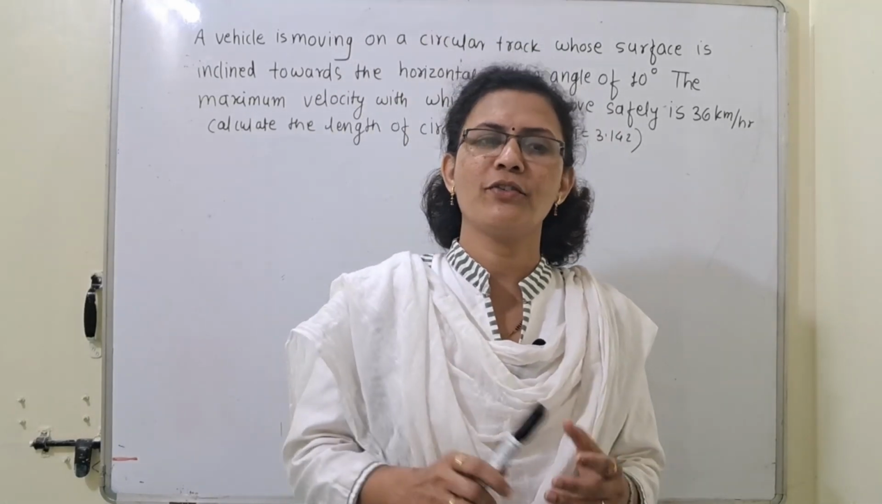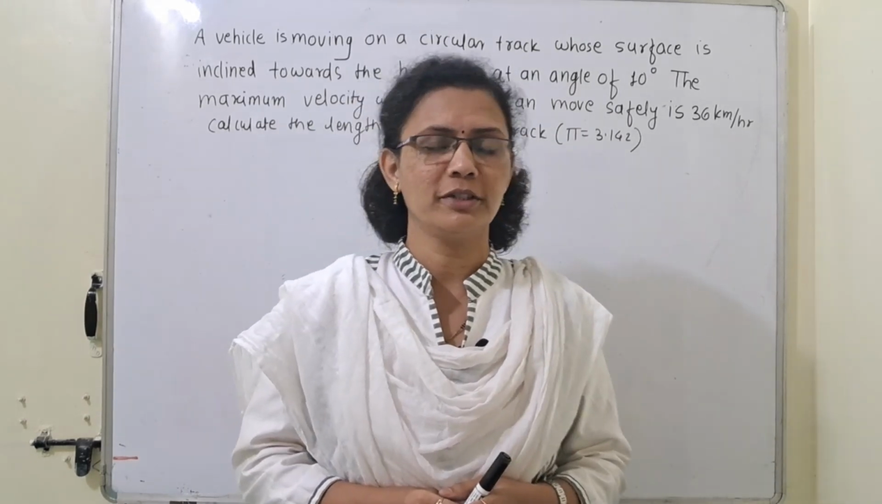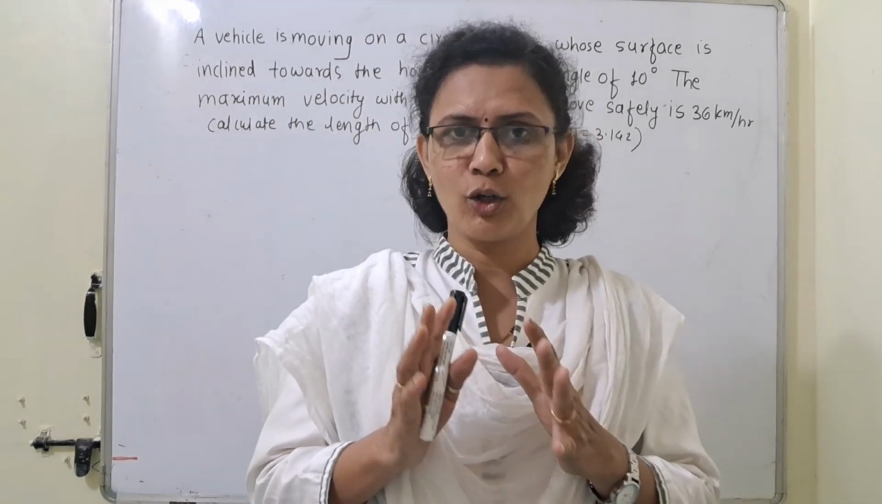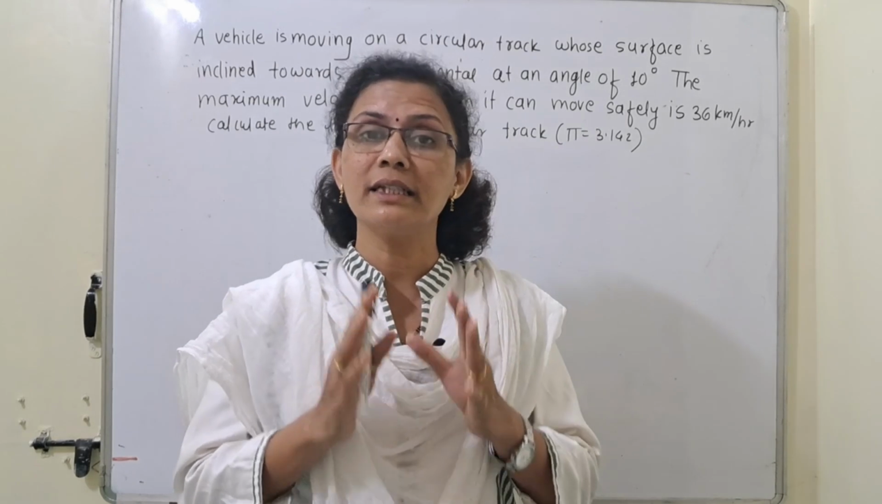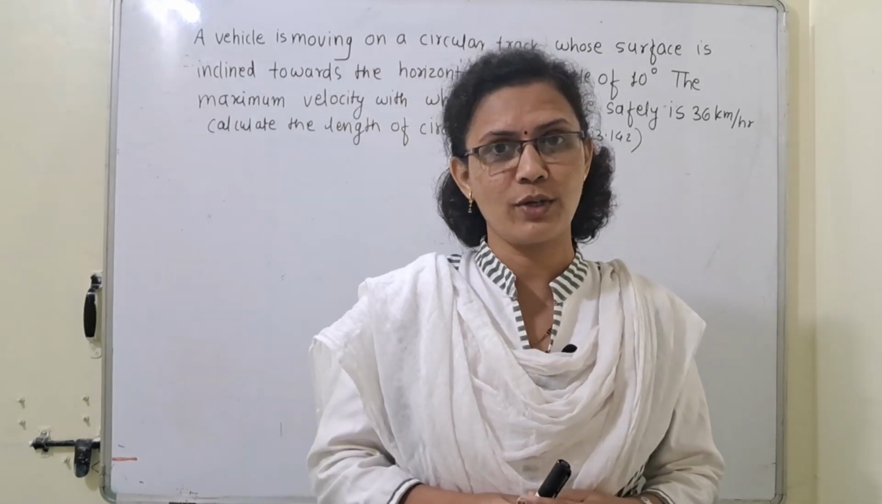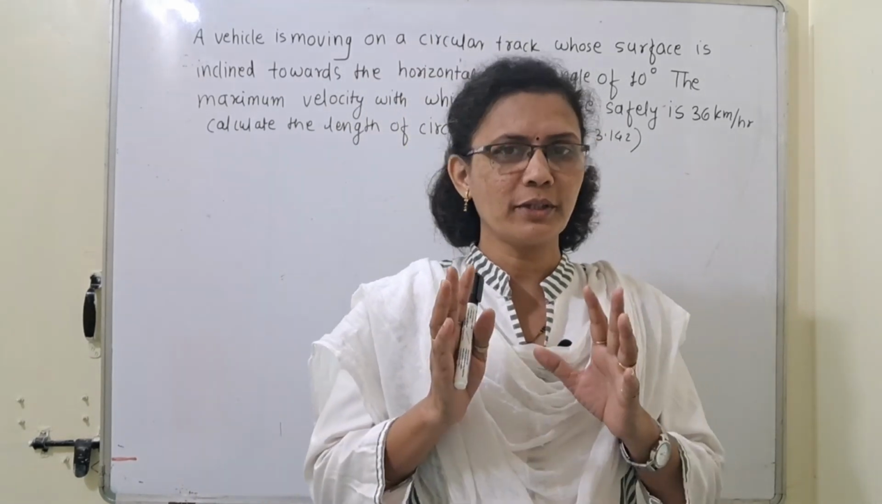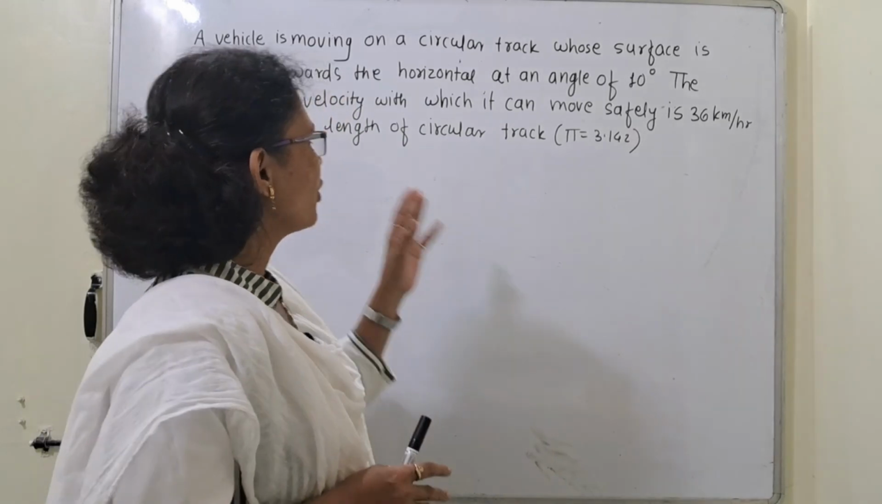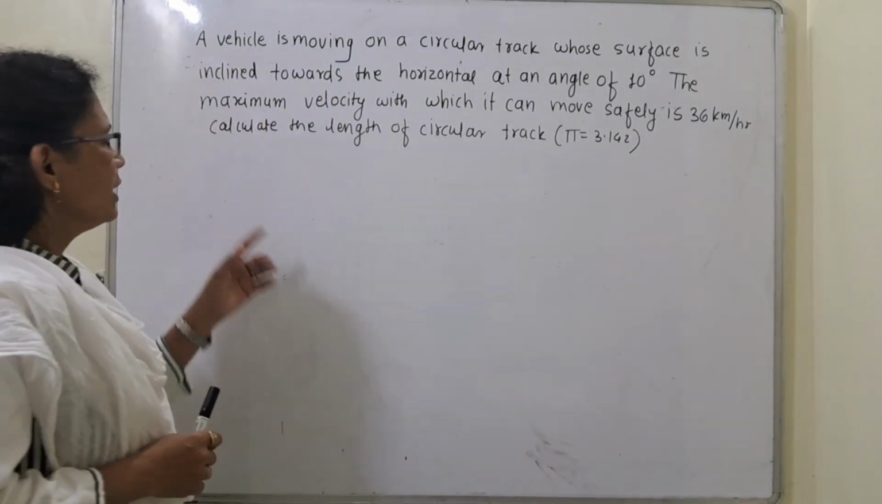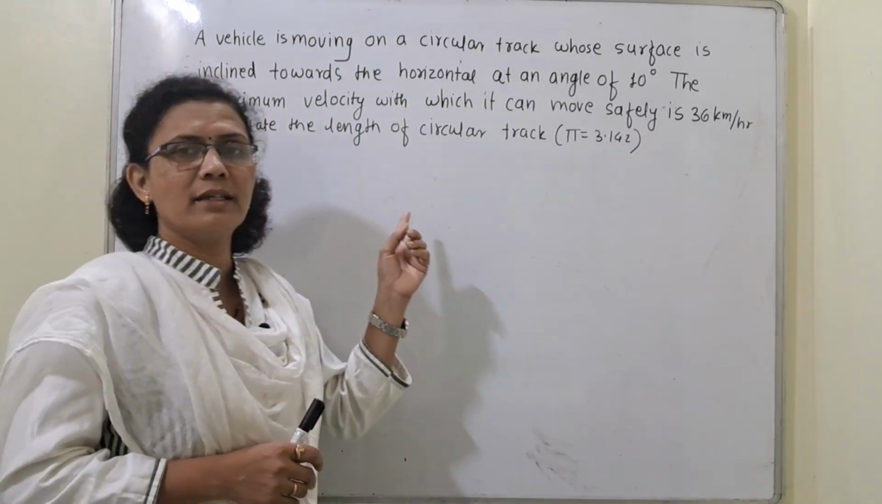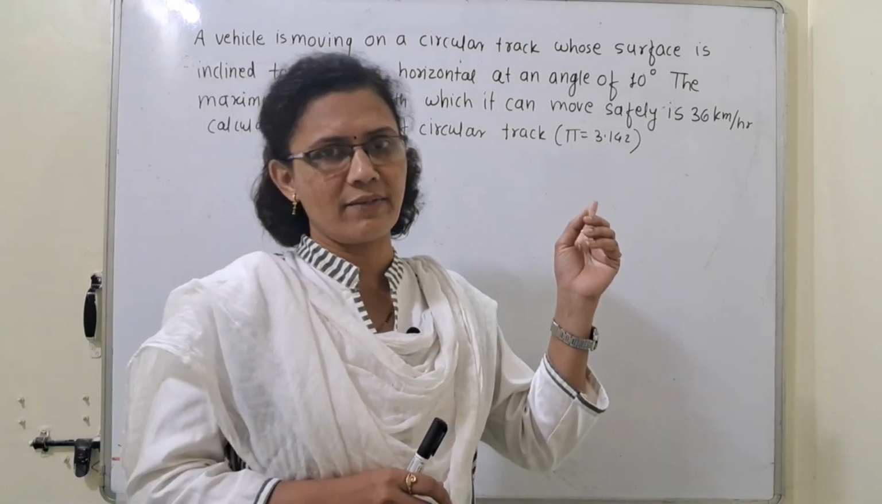In the last lecture we discussed the banking of roads and the formula for the angle of banking, that is theta is equal to tan inverse of v square upon rg. Depending upon that formula we are going to solve one numerical. This numerical was asked in March 2017.